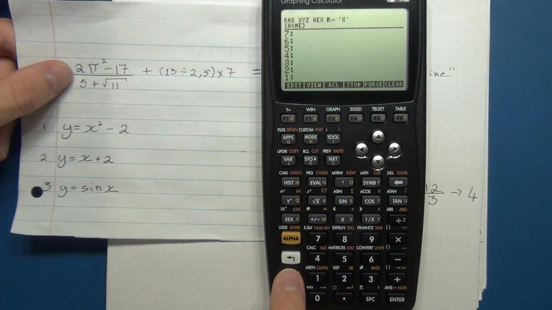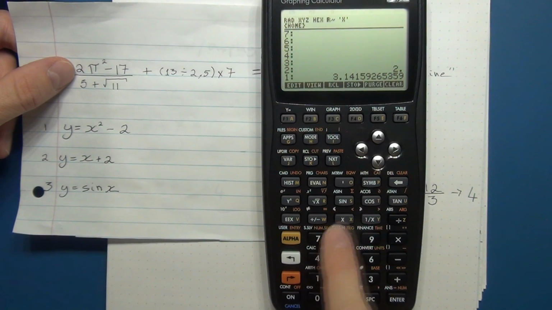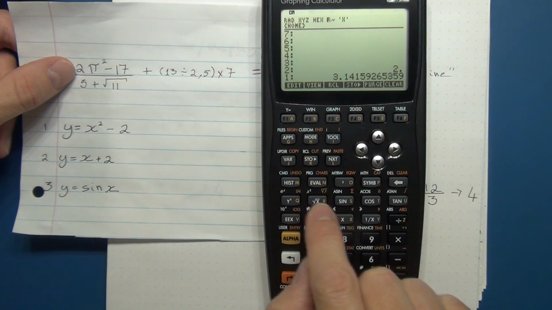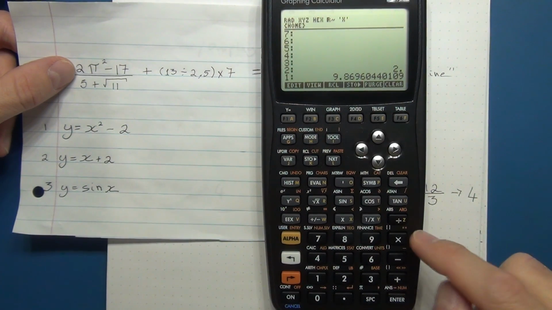Right, so let's start. We need 2, enter. Then it's a second function to get to pi. That we want to square, so it's another second function, and it's the square over there. That we need to multiply.